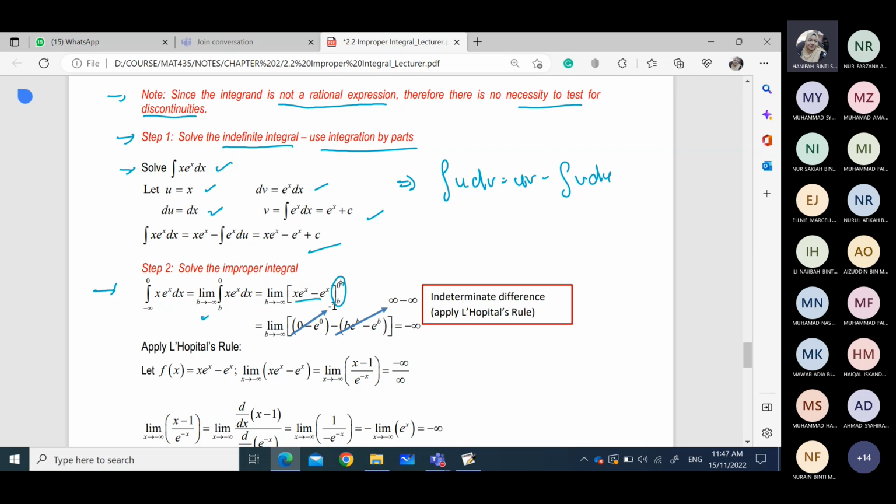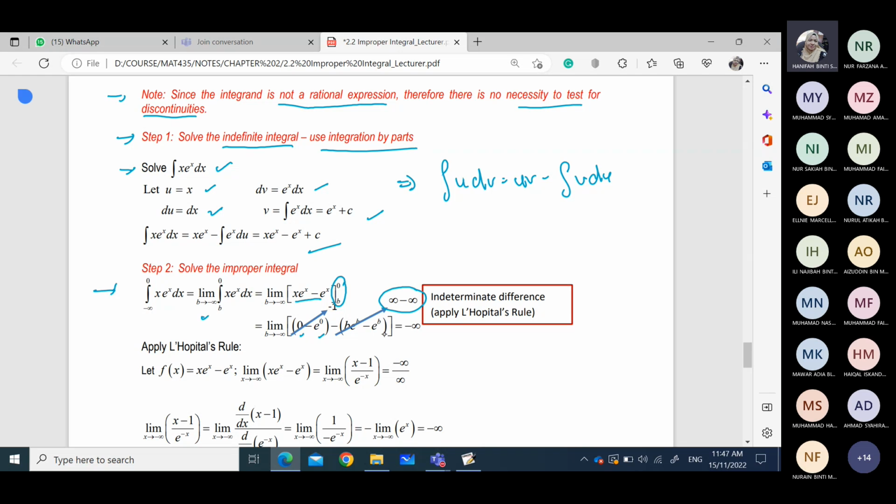Okay. So 0 is the upper limit. So we enter the value of x equal to 0. So we have 0 times exponent 0, we have 0 minus exponent of 0. And then minus with the lower limit, b exponent of b minus exponent of b. Okay, so here we have infinity minus infinity.